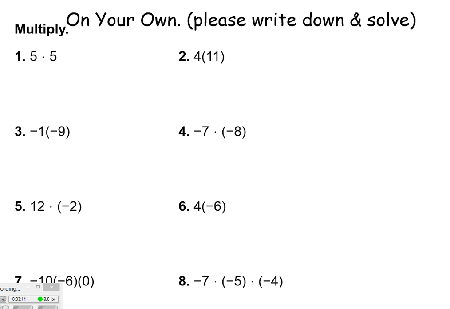Okay, let's go on. On this next slide, I want you to pause the video, and I want you to work out numbers 1 through 8 on your own. Write down all your answers and solve. Now, if you take a look at number 7, you have a negative number times a negative number times 0. Work from left to right. Here you have a negative number on number 8, negative 7 times negative 5. Multiply that first, and then continue on to multiply times negative 4. Okay, go ahead and show your work to get credit.